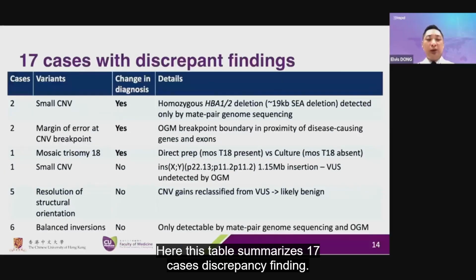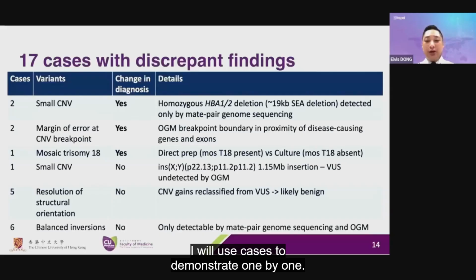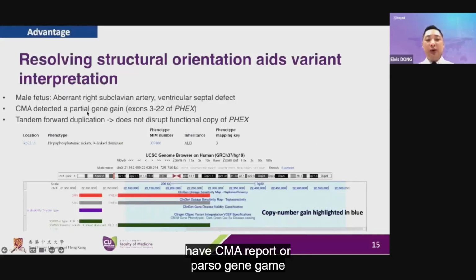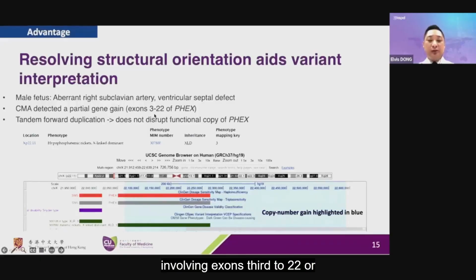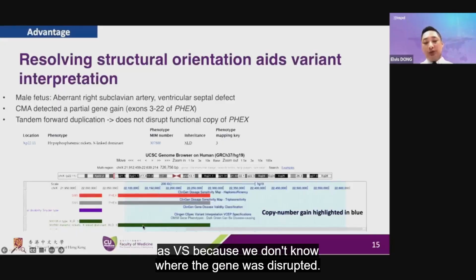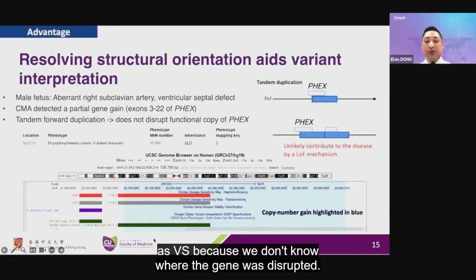Here is a table summarizing 17 cases of discrepant findings. I will use cases to demonstrate one by one. This is the case of a male fetus where CMA reported a partial gene gain involving exons 3 to 22 of PHEX, which is a known haploinsufficiency gene, inherited from the mother and classified as VUS because we don't know where the gene was disrupted.